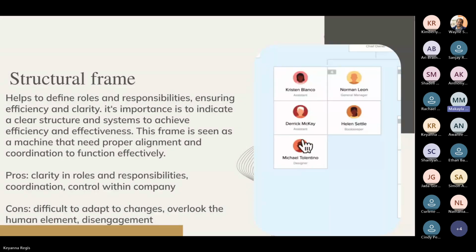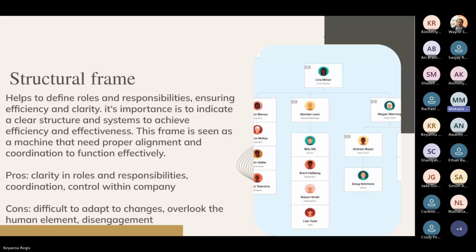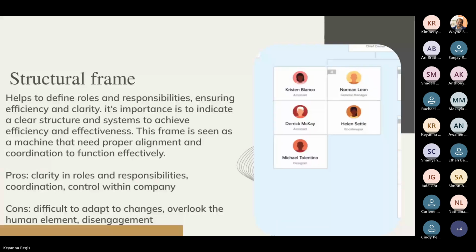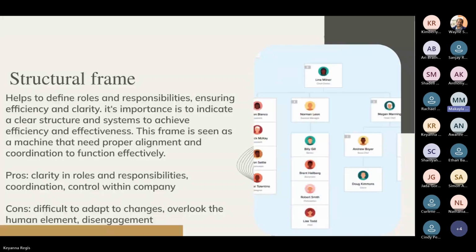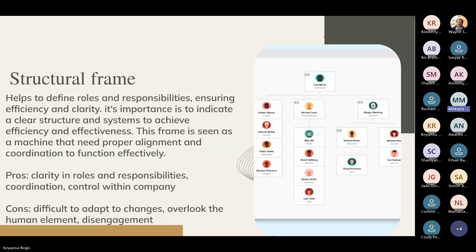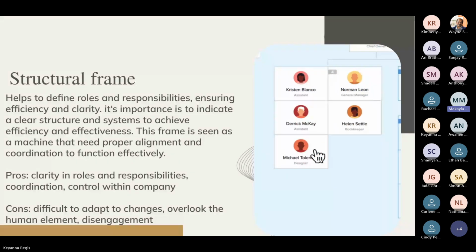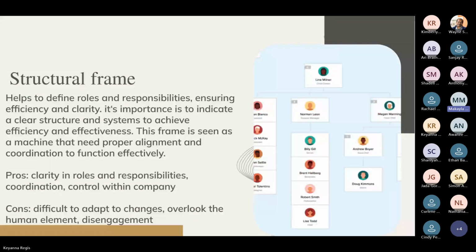First is the structural frame. The structural frame helps to define roles and responsibilities, ensuring efficiency and clarity. Its importance is to indicate a clear structure and system to achieve efficiency and effectiveness. This frame is seen as a machine that needs proper alignment and coordination to function effectively. Pros: clarity in role and responsibility, coordination, control within a company. Cons: difficult to adapt to changes, overlooks the human element, and disengagement. Next slide, please.